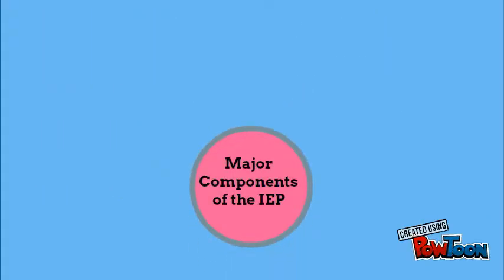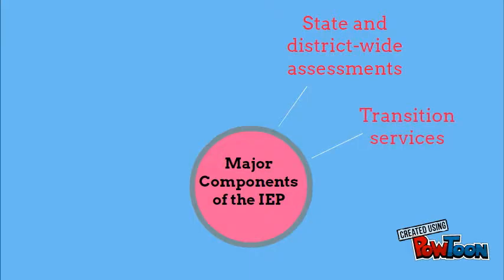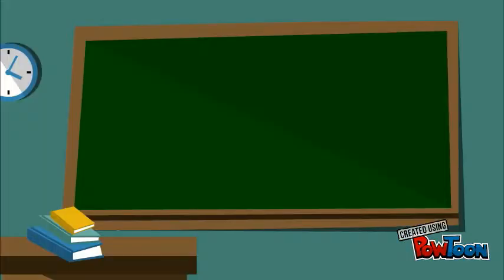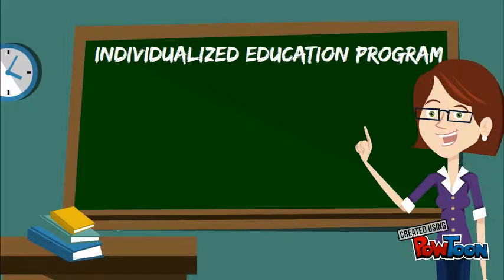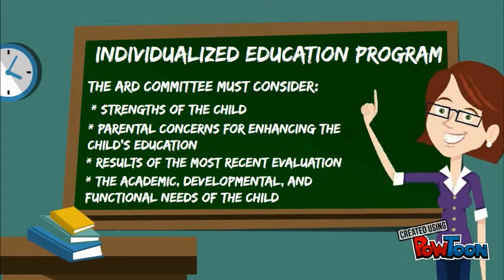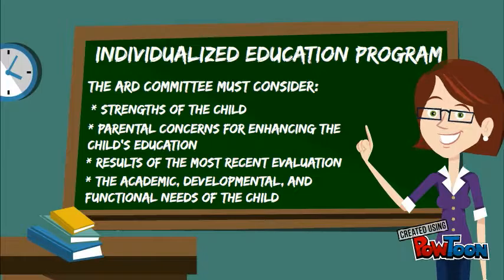Other components include information regarding how the child will participate in state and district-wide assessments, transition services when age appropriate, and other areas that must be addressed for students with certain disabilities, needs, and circumstances. The ARD committee must consider strengths of the child, parental concerns for enhancing the child's education, results of the most recent evaluation, and the academic, developmental, and functional needs of the child.